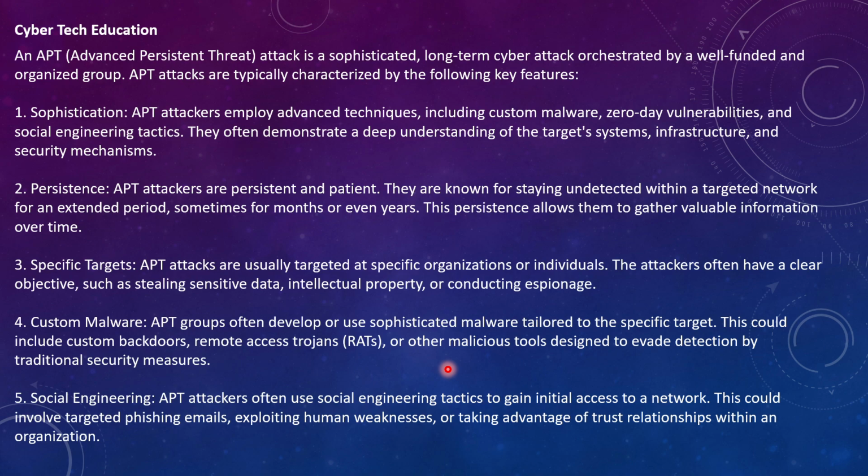Custom malware: APT groups often deploy sophisticated malware tailored to a specific target. This would include custom backdoors, remote access trojans, or other malicious tools designed to evade detection by traditional security measures. When it comes to social engineering, APT attackers often use social engineering tactics to gain initial access to a network. This basically involves targeted phishing emails, exploiting human weaknesses, or even taking advantage of trusted relationships within an organization. So this is how the different key features of APT-based attacks are signified.